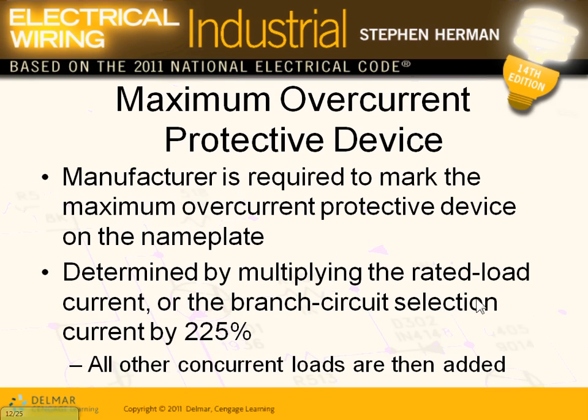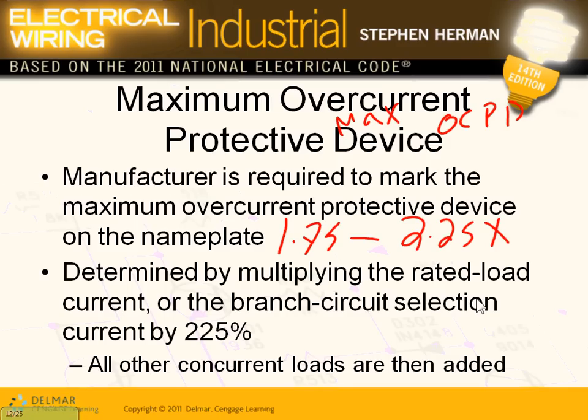Okay, overcurrent protection device. We did these calculations. If it's not given, first of all, the overcurrent protection device maximum. If you don't have the maximum overcurrent protection device, this is how you calculate it. The range is 1.75 all the way to 2.25 times the rated full load, rated load current.